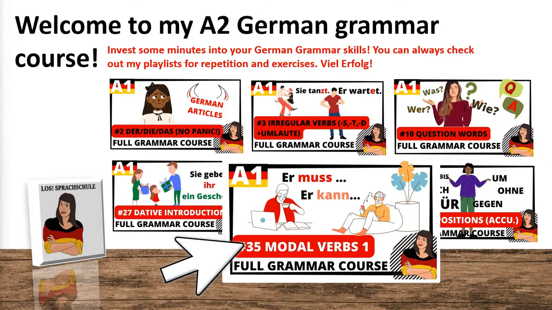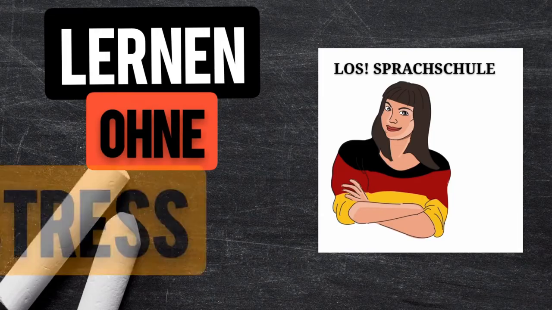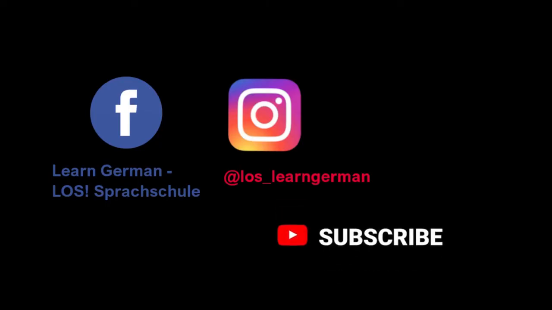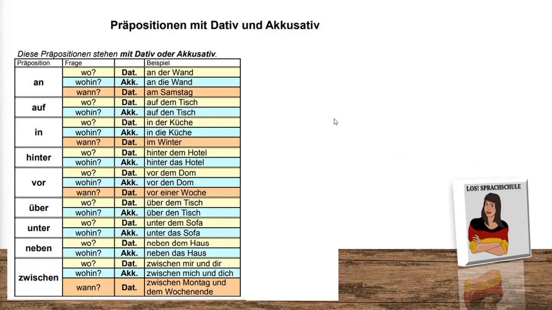We will continue today with our A2 German grammar. Feel free to always go back, check out my A1 full course or other topics that might help you. We have a new topic today, finally, so let's check it out. I know it doesn't look too promising, but it's really important. It is the prepositions that have dative and accusative. Let me explain it a little bit.